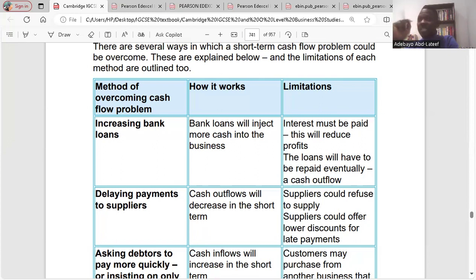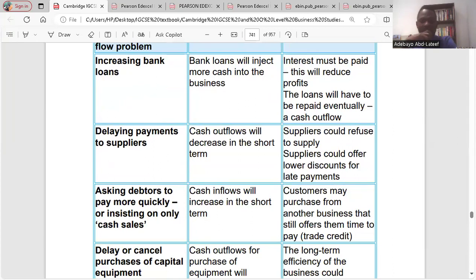And if you are paying more interest, that is part of your expenses. It reduces your profit. And at the end of it all, you have to repay the loan. That's about increasing bank loans. Clear? Two, delaying payments to suppliers. When you delay payments to suppliers, it reduces your cash outflow. Yes or no? Yes. But the problem is that suppliers might refuse to sell to you the next time. Did you get it?